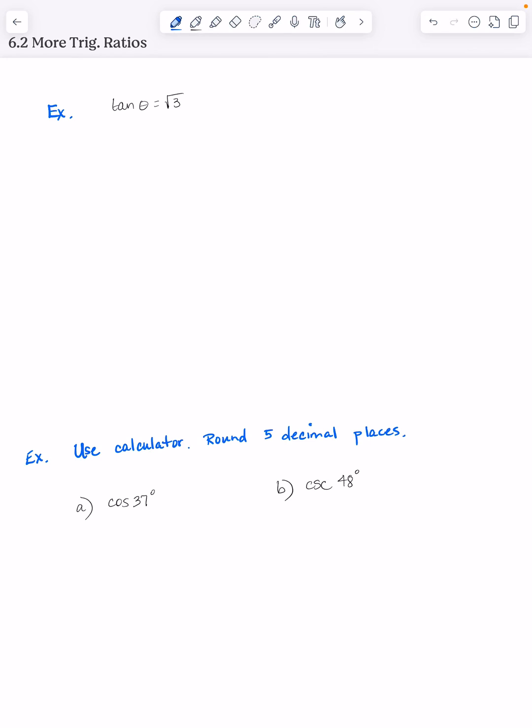Alright, so I'm going to work some more examples from 6.2, the trig ratios. And this example is a little bit different because they didn't draw a triangle and label it for me. They've just given me one of the trig ratios, and I am supposed to find the other 5. Now, if they don't give you a triangle, it's always a good idea to draw a triangle. So I'm going to draw my right triangle and label it.